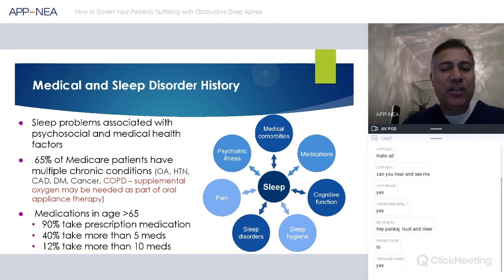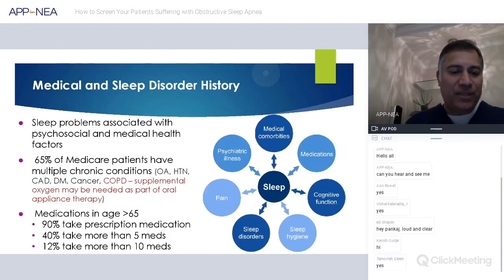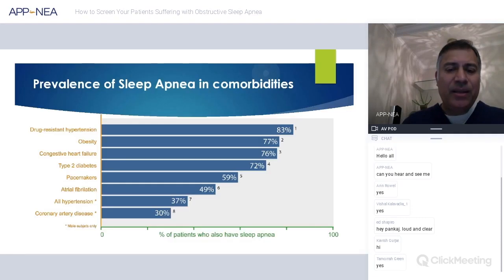Just mine your own patient database, and the next time you see someone over 65, just look at their medical history. They come in with a host of medical conditions and the prescriptions they take. The same study also reported that 90% of those over 65 take at least one prescription medication, 40% of them take more than 5 medications, and 12% take more than 10 medications. That's tremendous. So look at this other study.